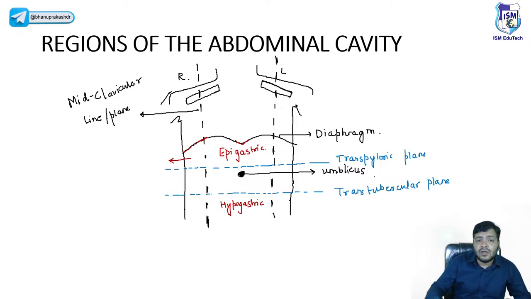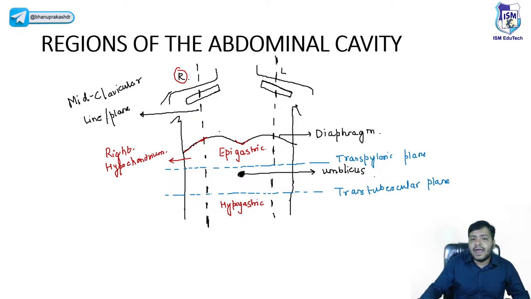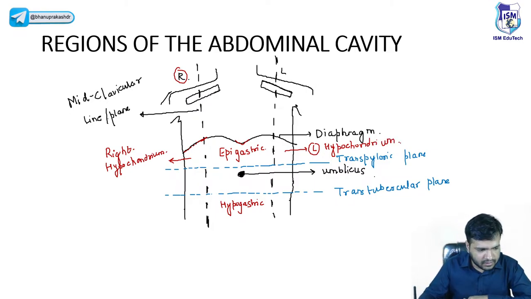So this region, and though it is on the right side, beta, it is on the right side, this is referred to as the right hypochondrium. Yes. And what will the opposite part be, beta? It is the left hypochondrium. Left hypochondrium. Yes, yes, yes.